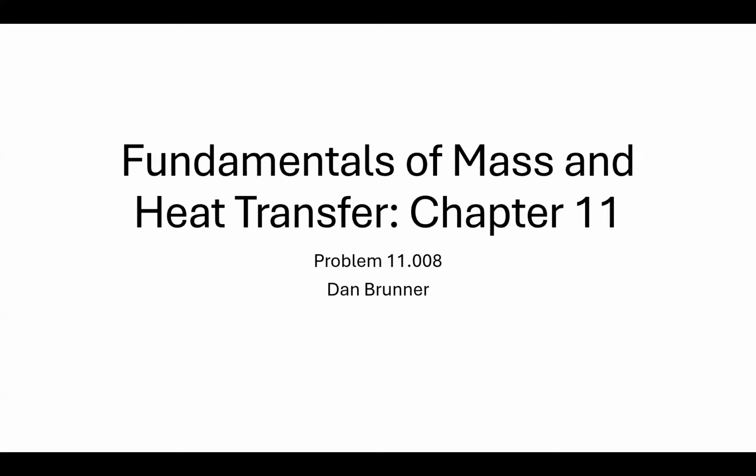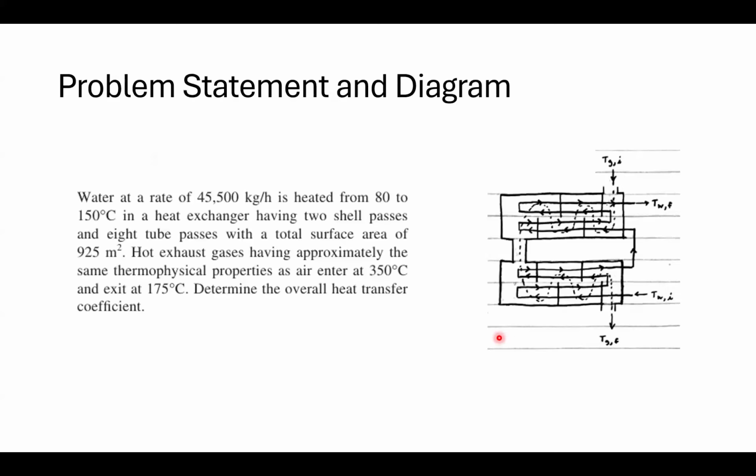Hello, my name is Dan Brunner, and in this video, I'll be going over how to solve problem 11.008 from Chapter 11 in the Fundamentals of Mass and Heat Transfer textbook. So in this problem, we have a shell and tube heat exchanger with a total of 2 shell passes and 8 tube passes.